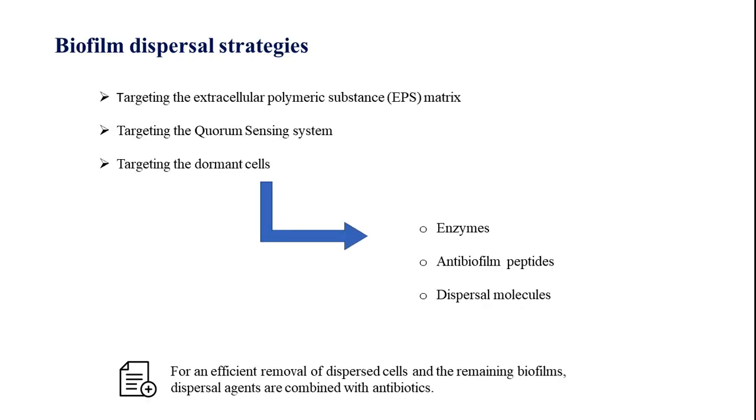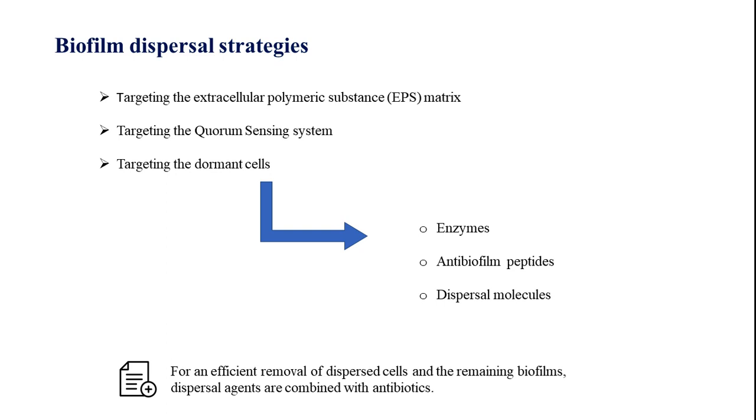Biofilm dispersal strategies usually target the extracellular polymeric matrix, the quorum sensing system, or the dormant cells. Targeting the extracellular polymeric substance matrix is actually targeting the components of this matrix, which are proteins, DNA, and polysaccharides. Targeting these components is achieved by enzymes. These enzymes can be DNases, proteases, or glycoside hydrolases.